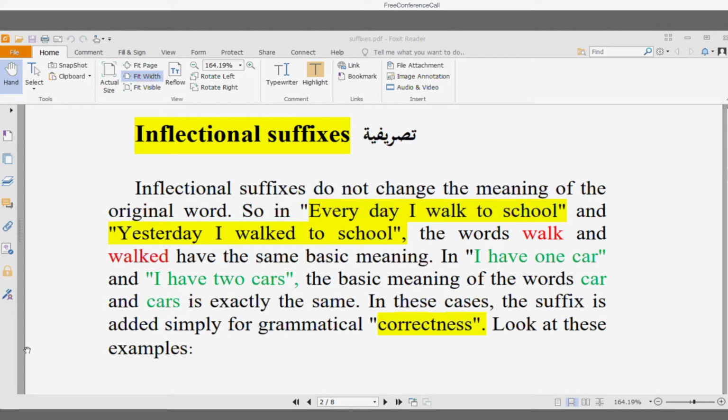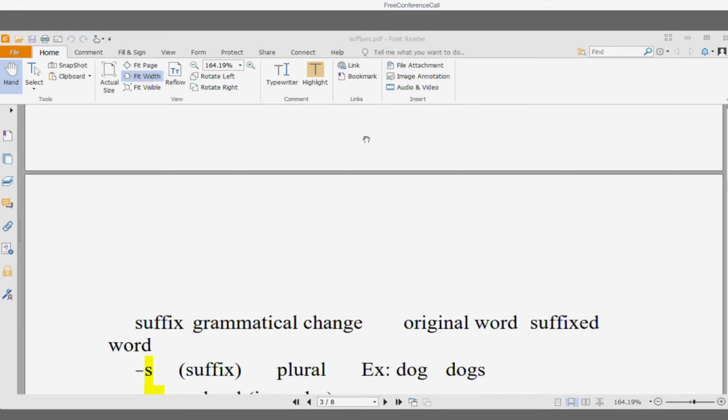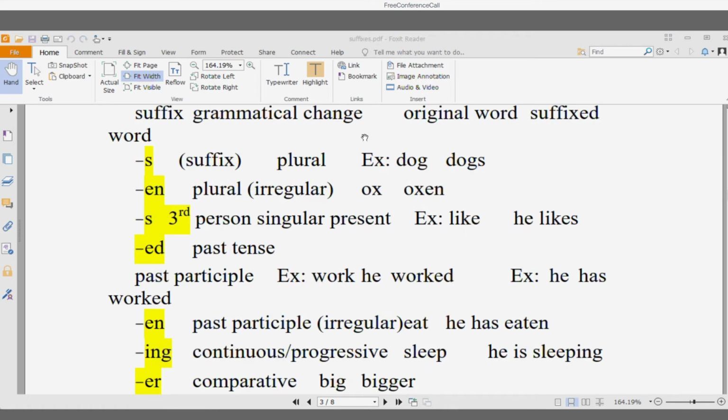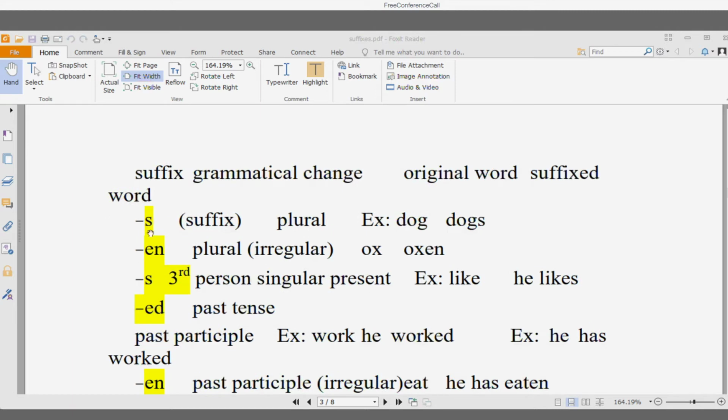ناخذ بعض الأمثلة عن الانفلكشنال suffixes. شنو أنواع الانفلكشنال suffixes اللي ما تغير لي المعنى ولا تغير لي كلاس مالت الكلمة وإنما فقط أستخدمها لضرورة نحوية؟ عندي S plural for example dog and dogs، S الجمع، EN which is added to irregular plural، EN اللي أضيفها بالجمع الشاذ، مثلا عندي الox oxen، بعض الكلمات بالجمع نضيف لها EN مثل ox oxen حتى تصير جمع لأنه جمعها شاذ.